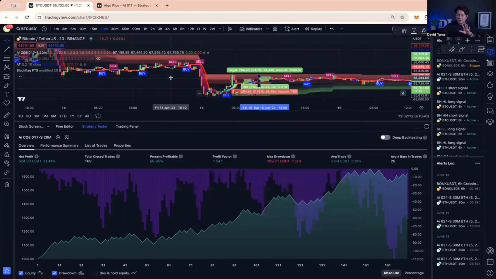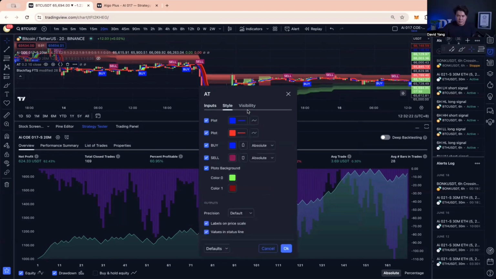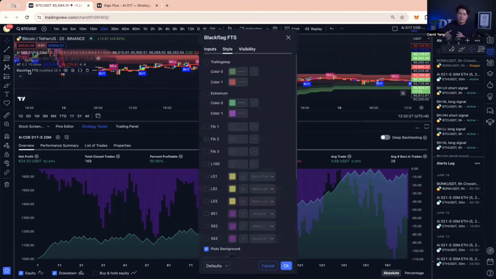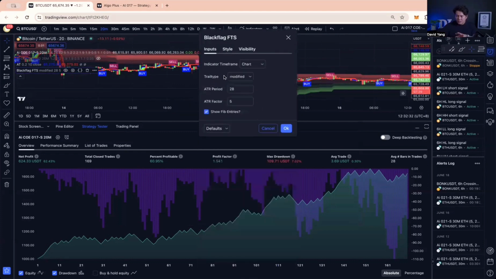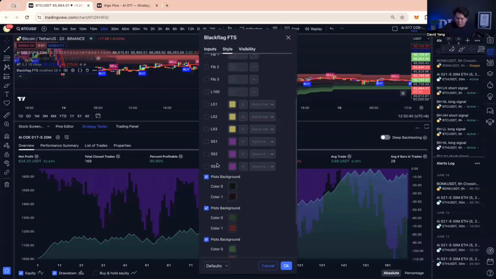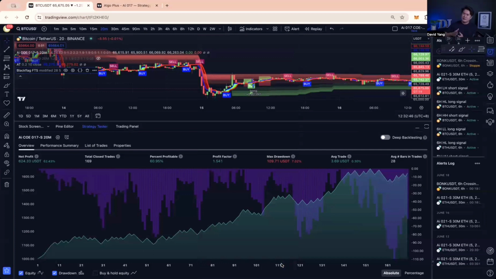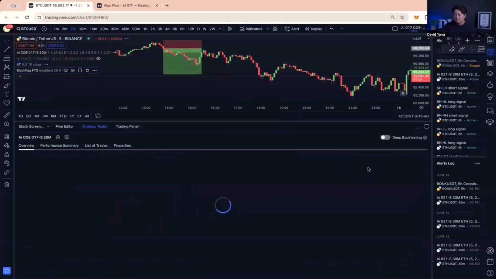First thing, we need to change the parameters. For the Alphatrend, we need to change it to 0.2 and 10 in the common period. For the style, we just remain it. Next, we are referring to the Swingarm ATR trend indicator. For the parameters, we remain the same, but for the style, we remove all the colors here except the plot backgrounds. Remain the plot backgrounds. Right now, when we refer to this strategy, we are using a scalping method, so we go to 5-minute charts.